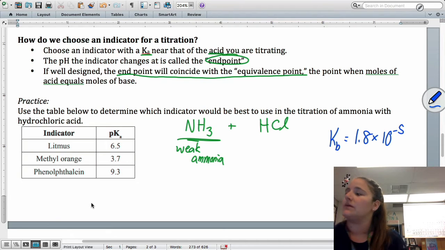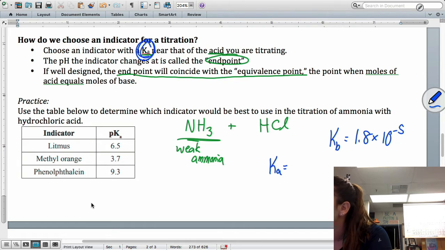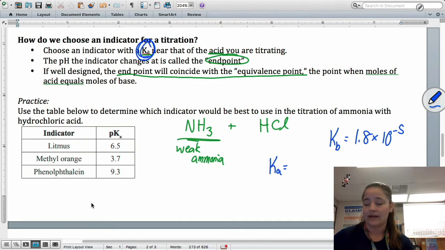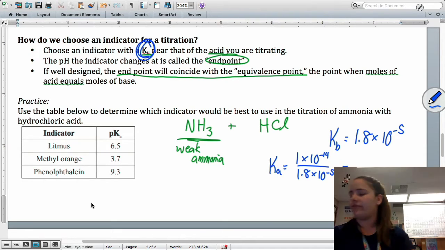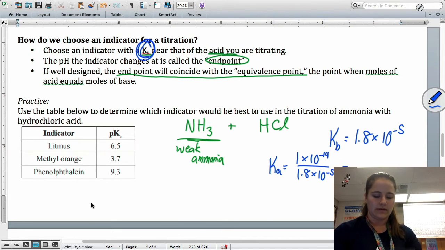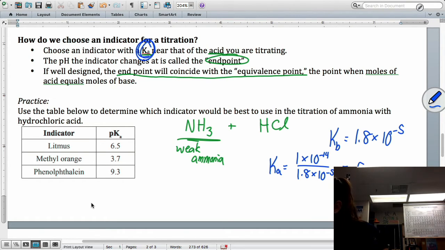But I said you need one with a Ka near that. So to find the Ka, it's going to be that magic number, the ionization of water, 1 times 10 to the negative 14, divided by our Kb value, 1.8 times 10 to the negative 5. My Ka value is 5.55 times 10 to the negative 10.